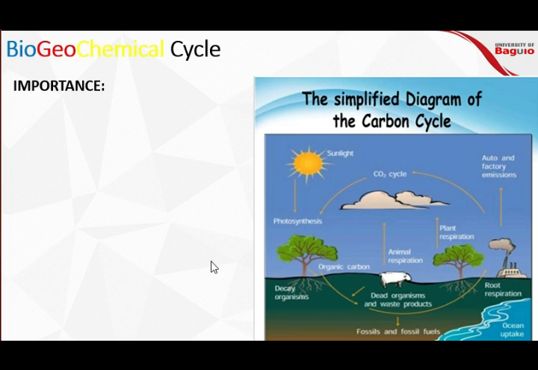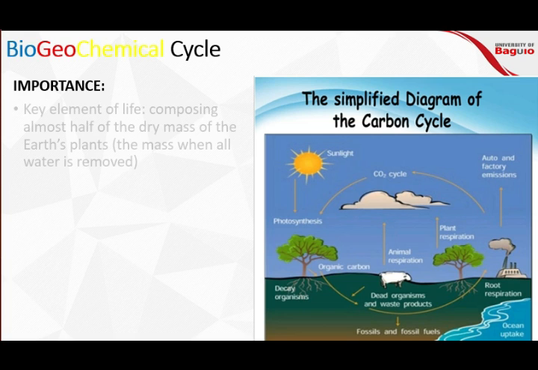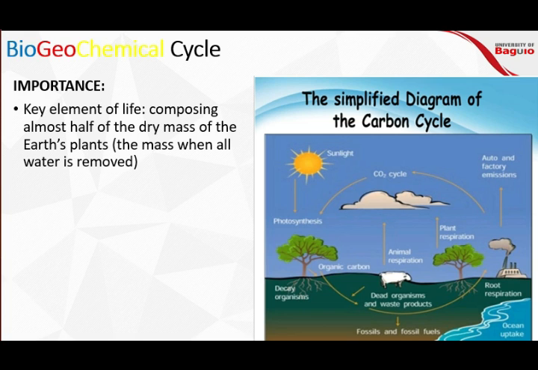Okay, so what is now the importance of the carbon cycle when we try to look at its significance within the ecosystem? So first thing, carbon is actually a key element of life, composing almost half of the dry mass of the Earth's plants. So if you try to remove all water within our planet, what remains is actually the dry mass, which is composed of carbon.